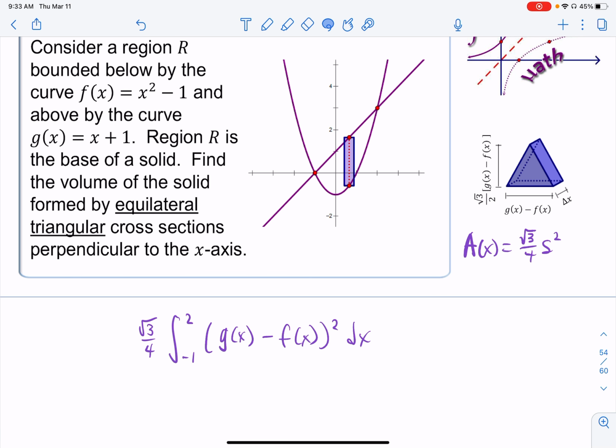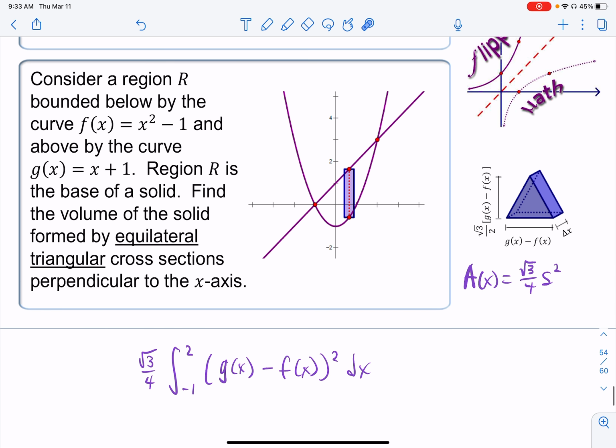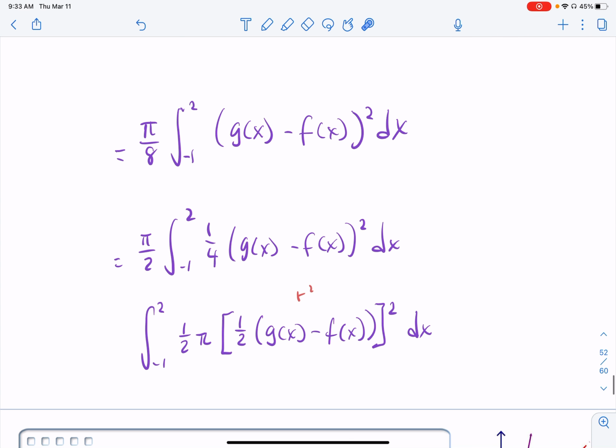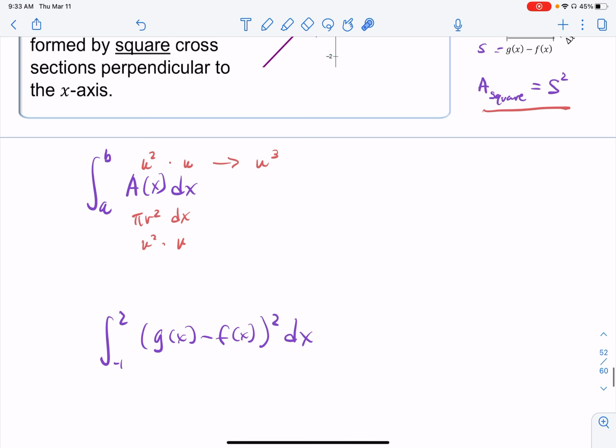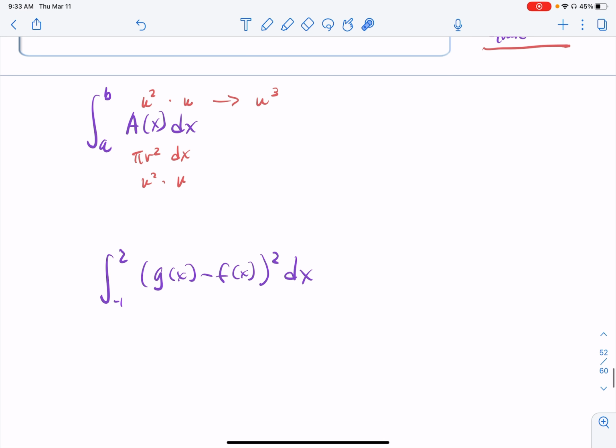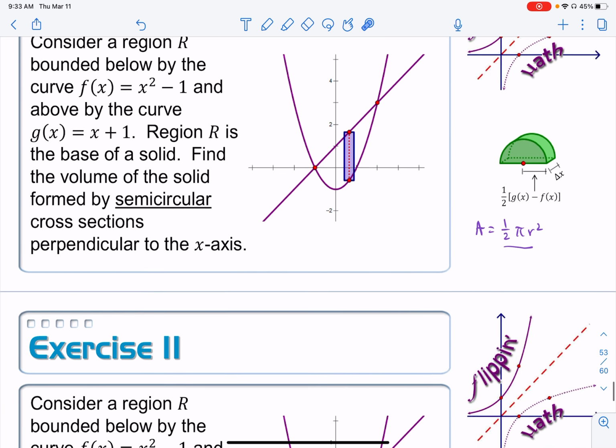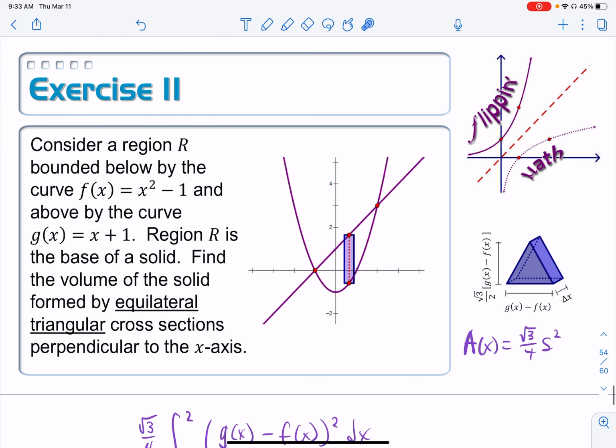And then let's say I wanted to compare that to the square and the semicircle. The only difference here is the scalar that's right out in front, the square root of 3 over 4, which is making it an equilateral triangle's volume instead of, let's say, pi over 8, which is making it the semicircle, and then the 1, which is making it a square. Here, let's take a look one more time at a model for this.